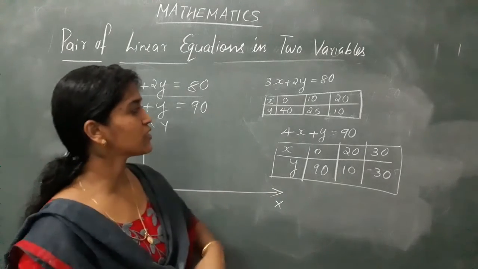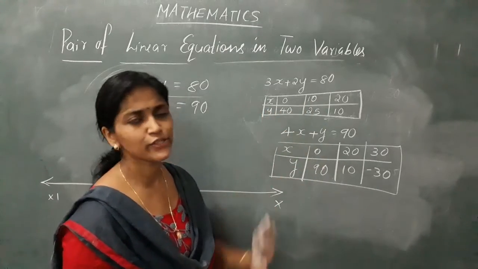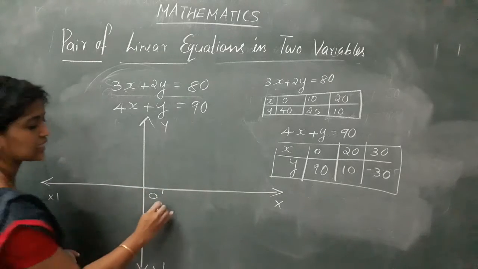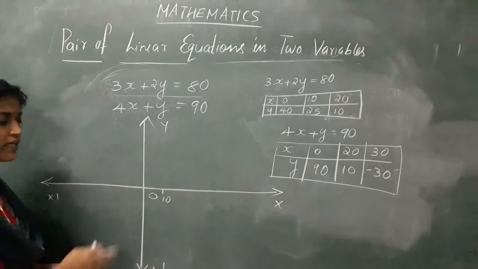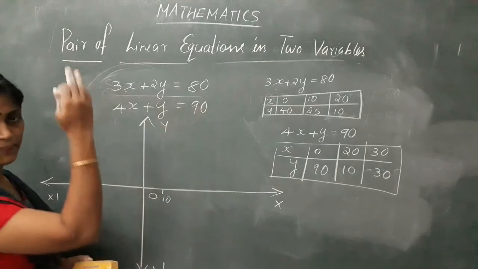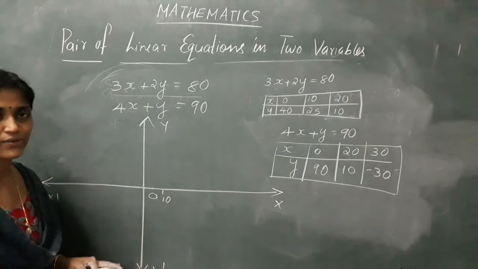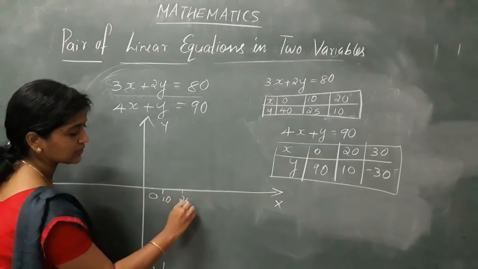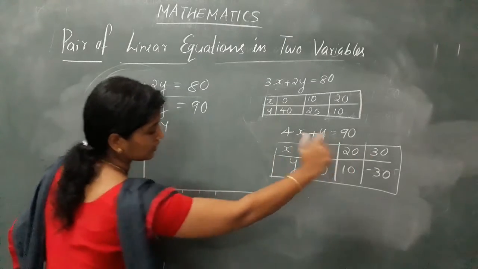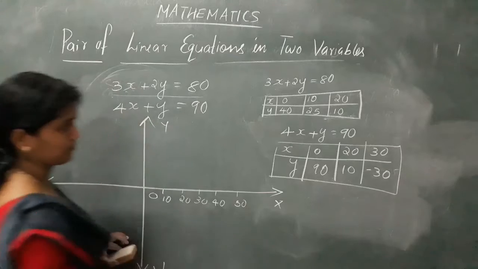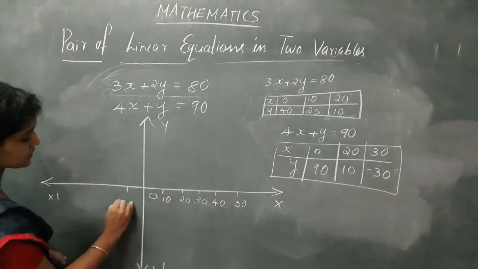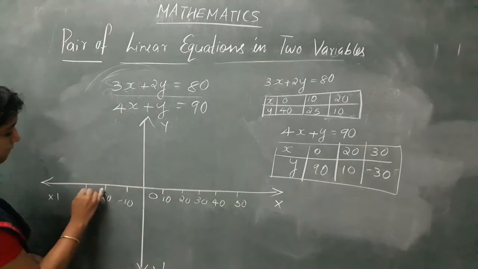Now here the solutions we got are 10, 20, 40, such values. So what I am going to do is take each division as 10, according to the solution. You will not take it as 1, 2, 3, etc. If the solution values are big, you can take it as 10, 20 in such a way. So here I am going to take it as 10, 20, 30, 40, 50 for x values. That's enough. Towards this side, it's minus 10, then minus 20, minus 30, that's enough.